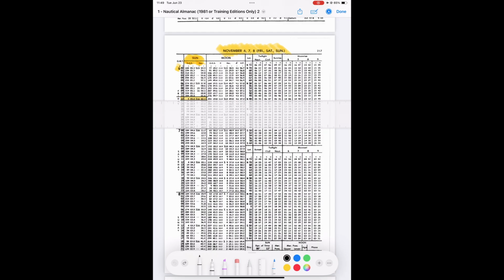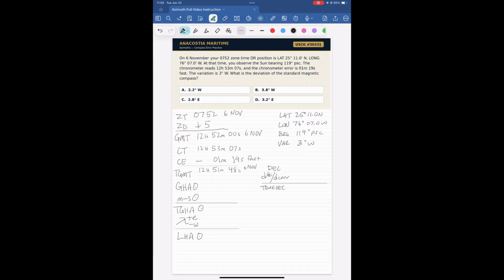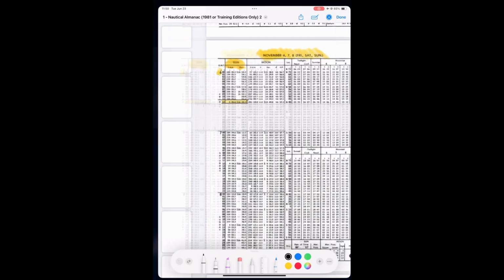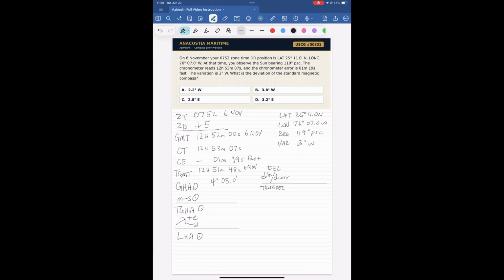All right, so we're going to extract our GHA, 4 degrees, 5 minutes. And also our declination of south 16, 2.3 minutes. I'm going to take that over here and write it down. 4 degrees, 0, 5 minutes, correct? Let's double check. Yes. South 16, 2.3. Declination south 16 degrees, 2.3 minutes.